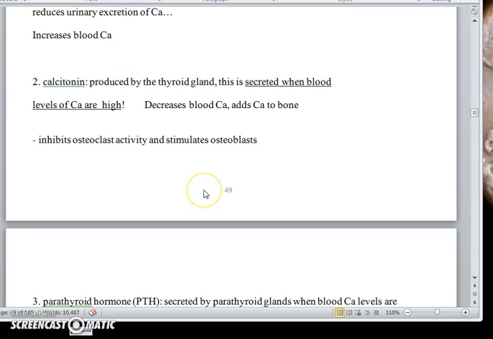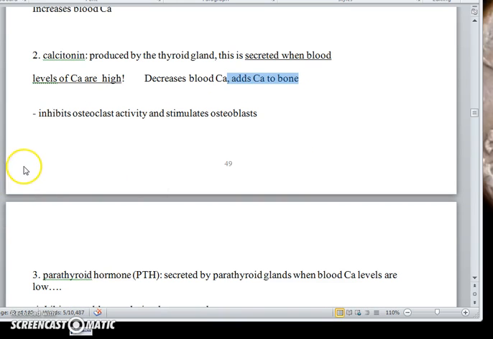But remember, there's not any magic tricks here in physiology. It's not just going to vanish or something. So if it's going out of your blood, it's going into bone. And down here, check out the way it does that. It turns off the bone destroyers, and it's going into your bone because it stimulates the osteoblasts, the bone-making cells.